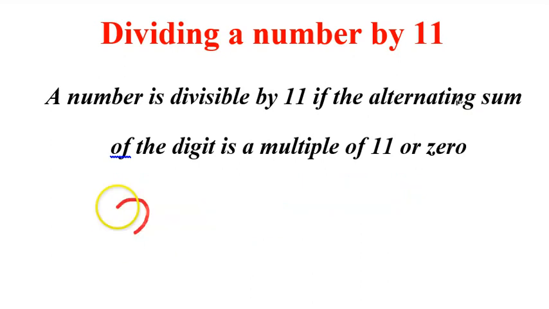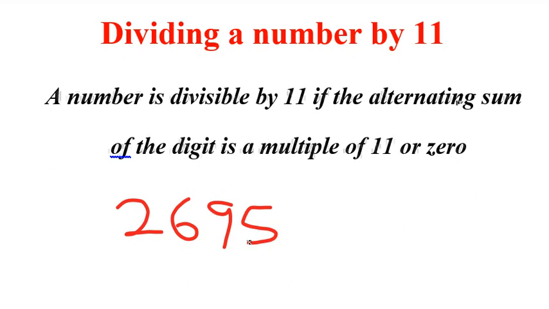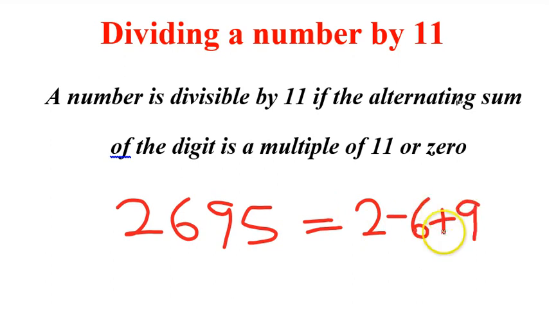Let's say I have this number, let's say 26905, and I want to see whether this huge number is divisible by 11. What I'll do is take the alternating sum, means I will start with 2 minus 6 plus 9 minus 5 and see the results.